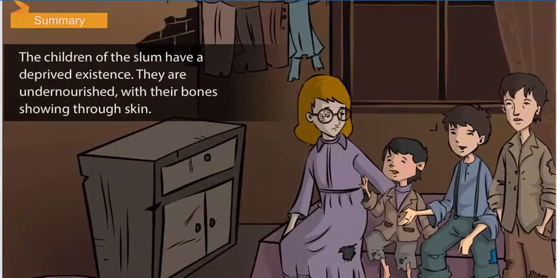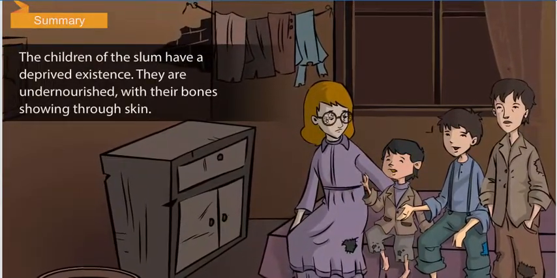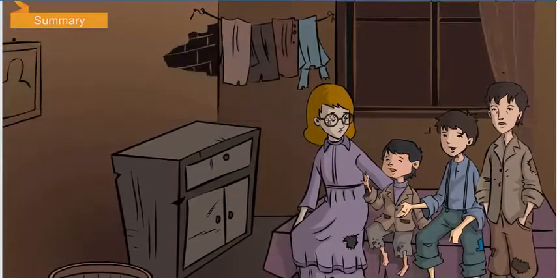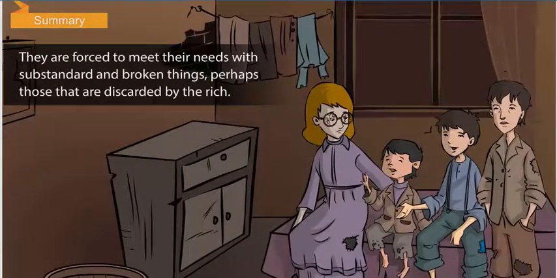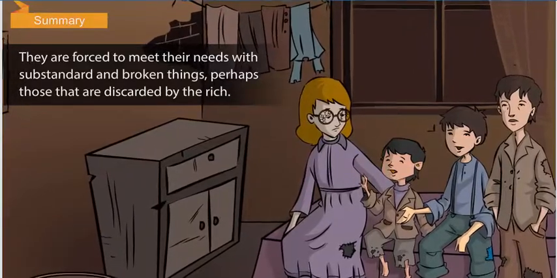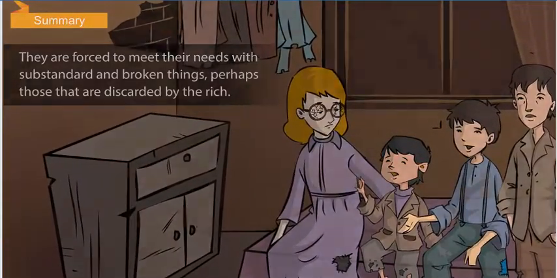The children of the slum have a deprived existence. They are undernourished, with their bones showing through skin. Even the spectacles some children require are made of cracked glass with heavy steel frames. They are forced to meet their needs with substandard and broken things, perhaps those that are discarded by the rich.